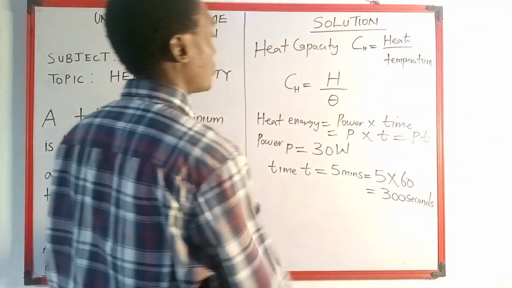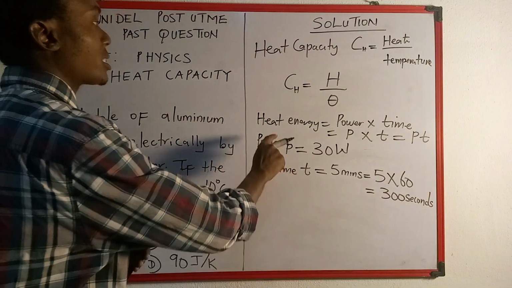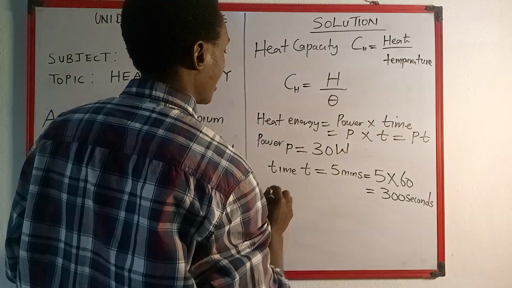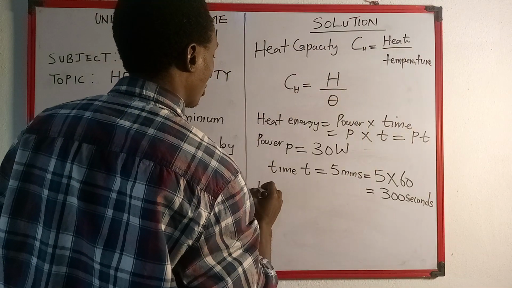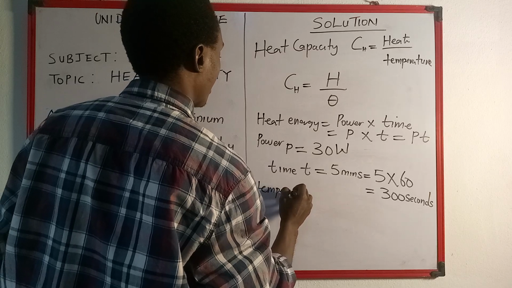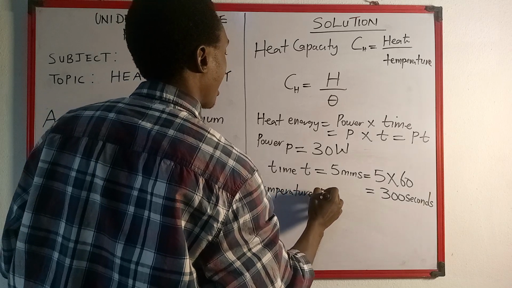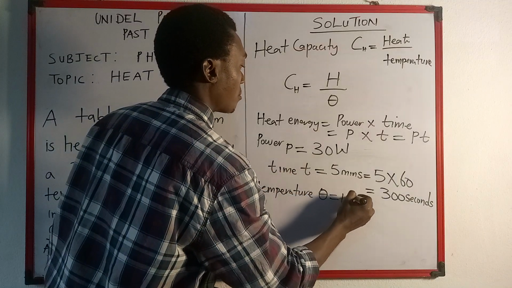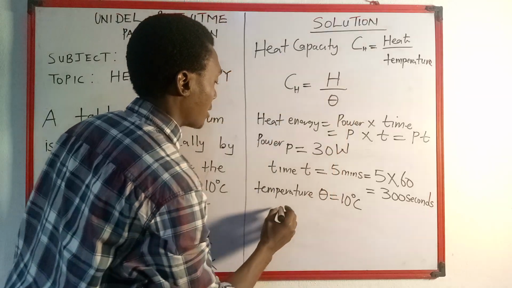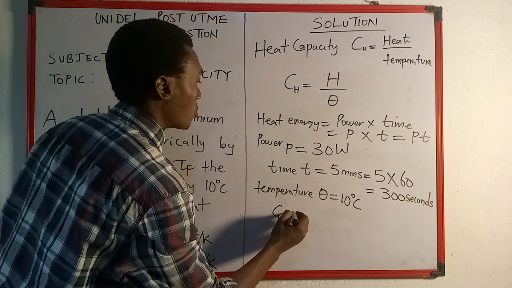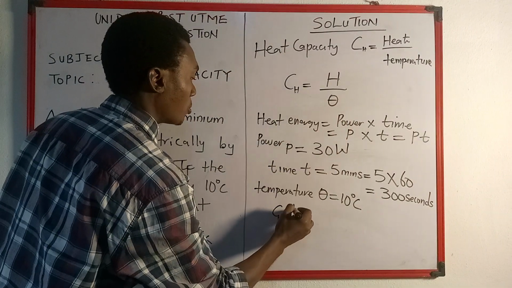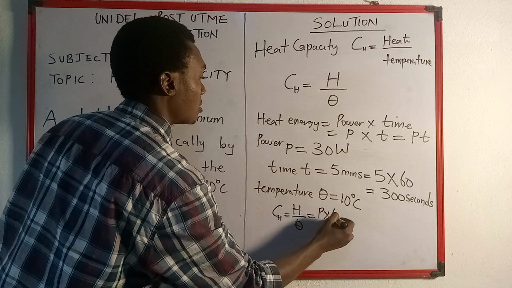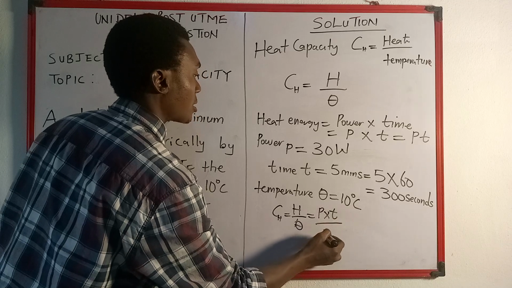Okay, substitute inside the formula. Take note, I said the heat energy is the same thing as this heat here, which is power times time. Once you put it inside this formula, we also need our temperature, which was given in the question as theta, 10 degrees Celsius. Substitute inside: C is equal to H over theta, which gives us P times T over theta.